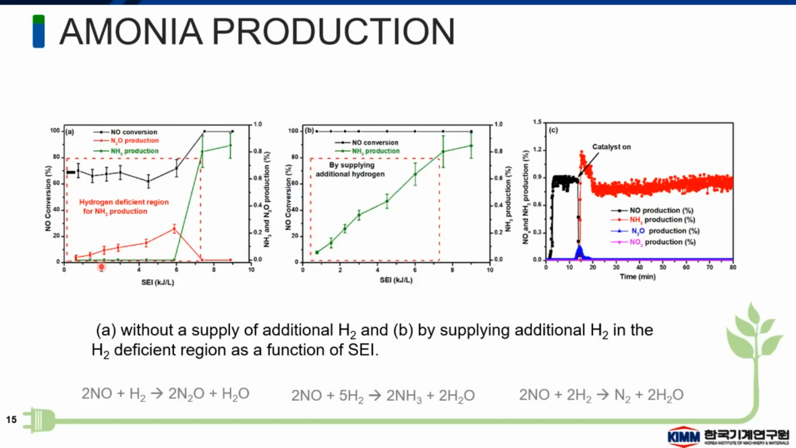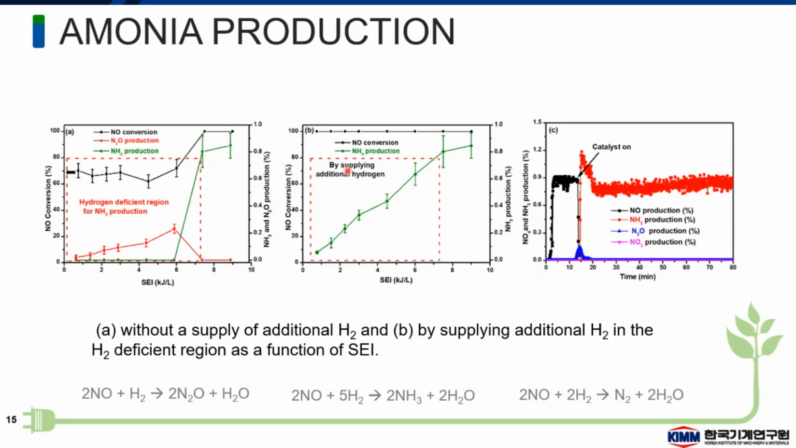So here we can see that when we introduce catalyst, there is zero production of ammonia, but we got another compound, that is N2O. As specific energy increases, N2O production also increases until hydrogen becomes sufficient. After that, all the NOx reacts with the hydrogen to form ammonia, and production of N2O becomes zero. Anyway, production of N2O in our system is not good news. So for that hydrogen deficient region, we need to provide additional hydrogen.